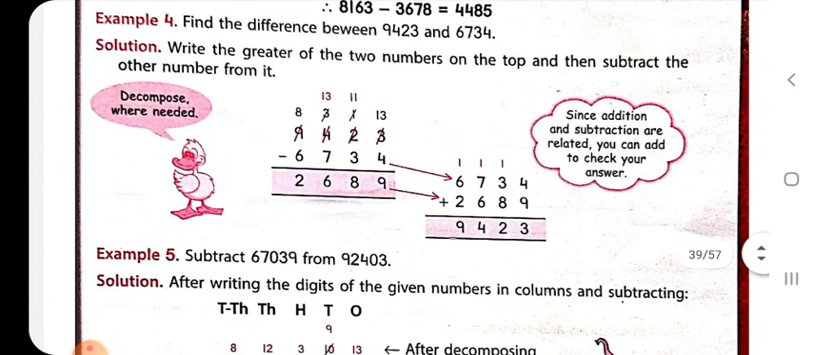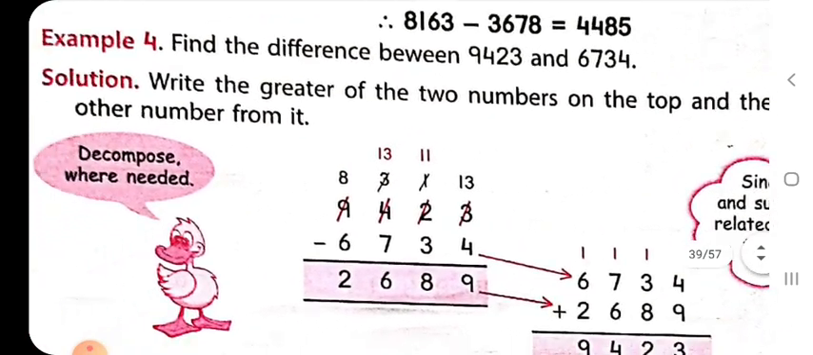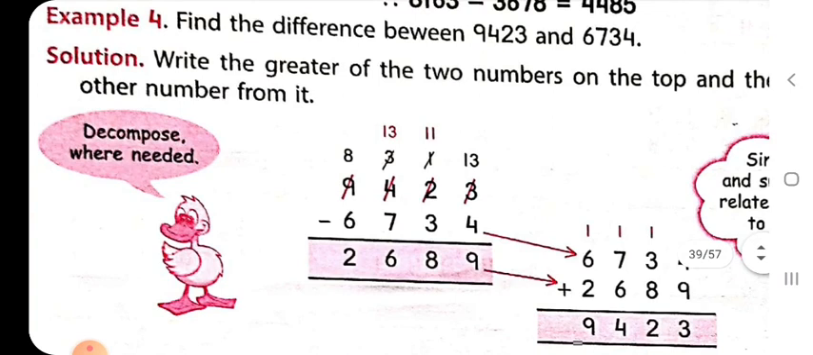Let's do one more example. It will be clear to all. So in example number 4, find the difference between 9423 and 6734. We have to find the difference between these two numbers, 9423 and 6734. So let's just start.